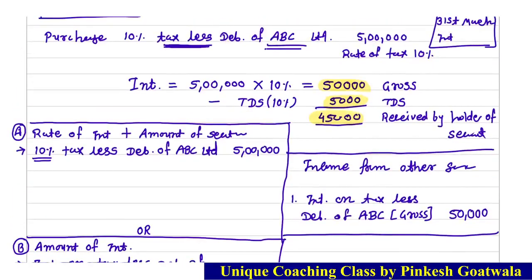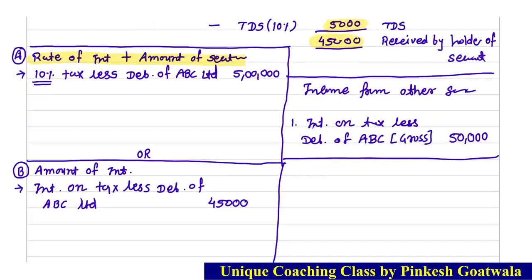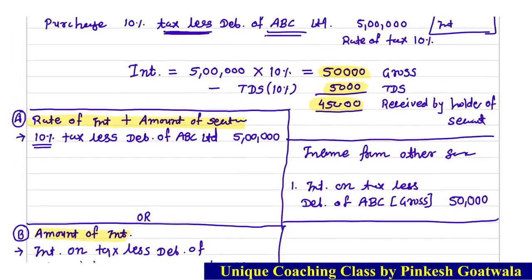Okay, in the first situation what is given? Rate of interest plus amount of security, and in the second they only give the amount of interest. And we know, I told you, we have to show which amount? We have to always show the gross amount when we prepare the statement of income from other sources. Always gross amount.